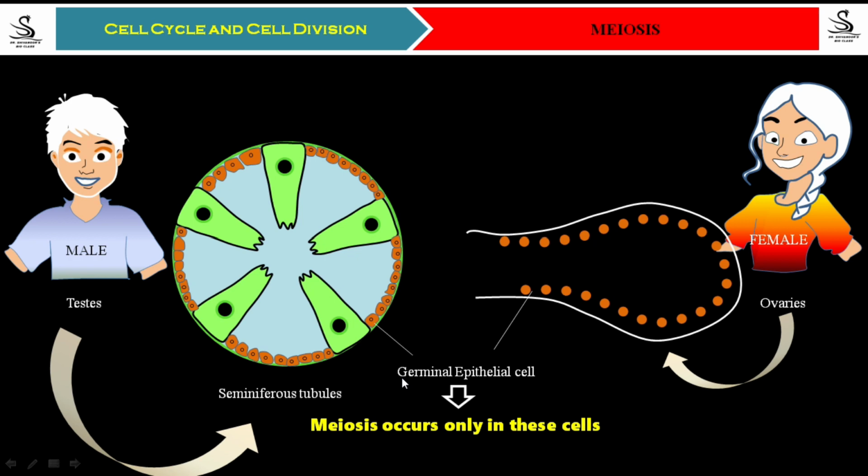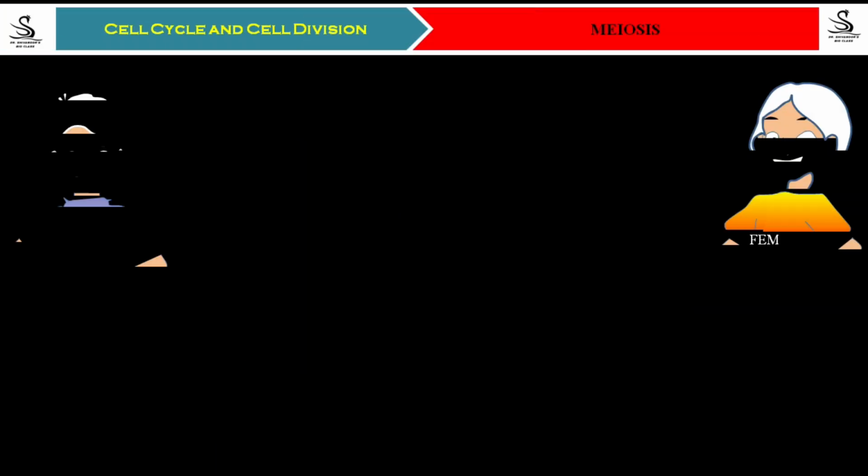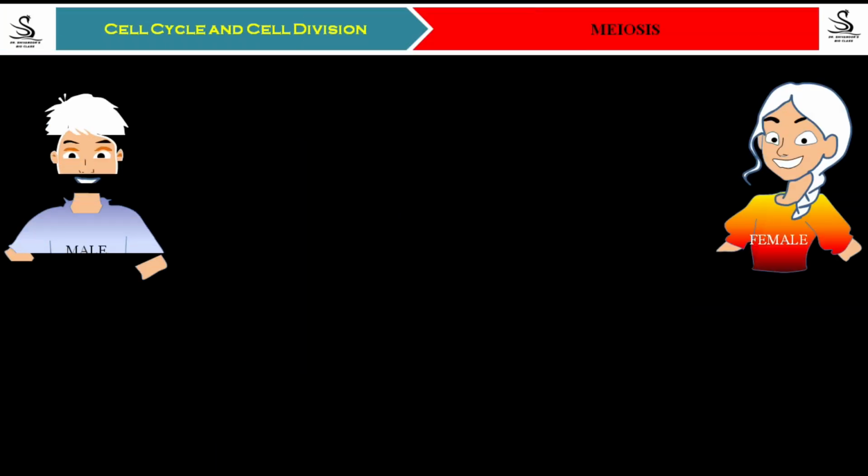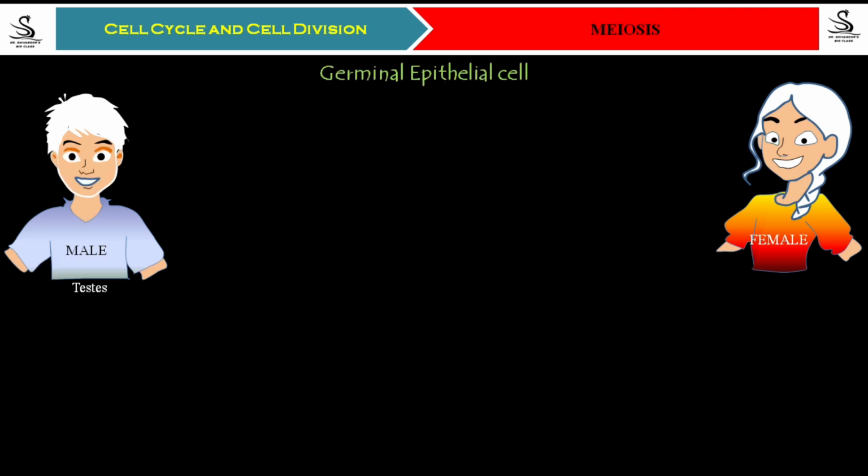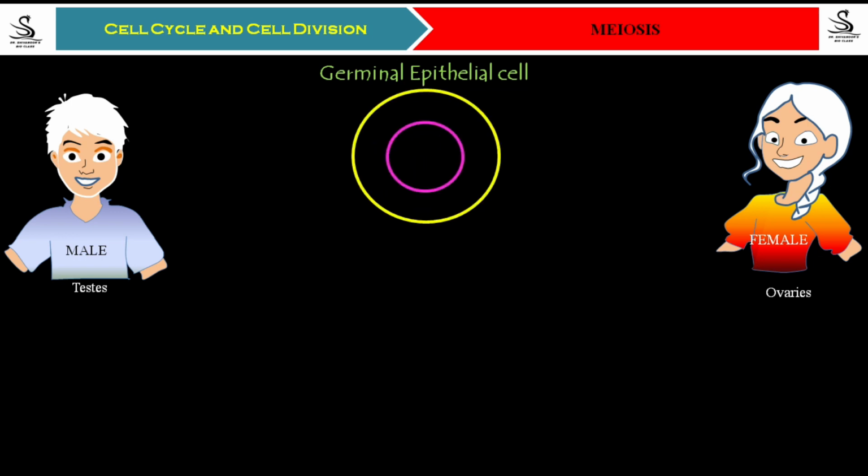We will see when they divide by mitosis by considering one germinal epithelial cell. Listen now, students, you may consider one germinal epithelial cell from the testis, from the seminiferous tubule, or from the ovary also. By taking one single germinal epithelial cell, we will see what exactly is going to happen now. Suppose I have taken one germinal epithelial cell. We'll see what the conditions inside it are.